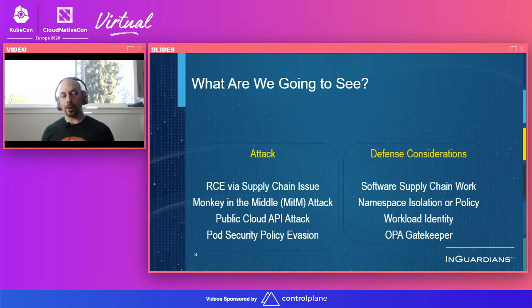I'm going to talk about a monkey in the middle attack on a service in Kubernetes. We'll use that for fun. I'll show you a public cloud API attack, and pod security policy evasion. And then on the defense side, we'll talk about software supply chain. We'll talk about namespace isolation and what you'd want there. I'm really excited that we're about to start getting nested namespaces. We'll talk about workload identity and also OPA Gatekeeper, one of the admission controllers that's competing with pod security policies and K-Rail and whatever else people are making.